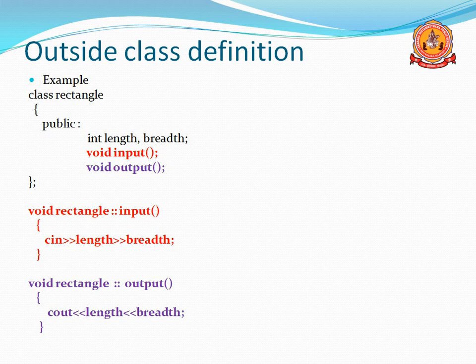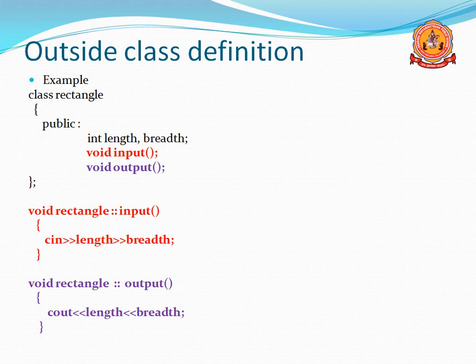Remember, when you are going to define the function outside the class definition, first we have to declare the function inside the class definition. So void input, open bracket, closing bracket, semicolon. Same, void output, open bracket, closing bracket, semicolon. So that is function declaration. The function declaration is done inside the class, and outside the class we extend that one.